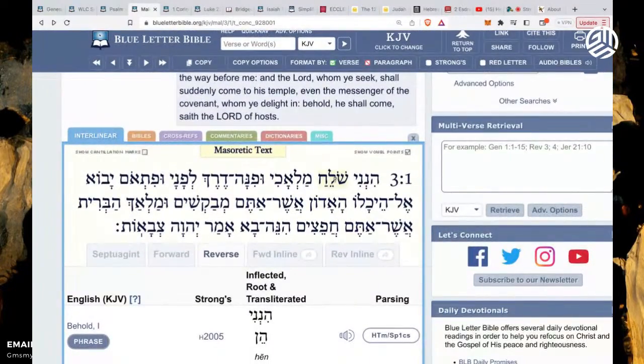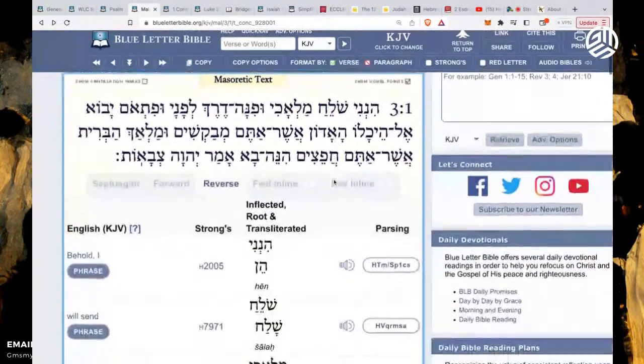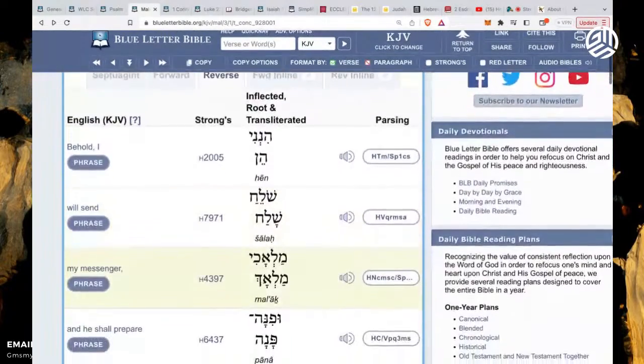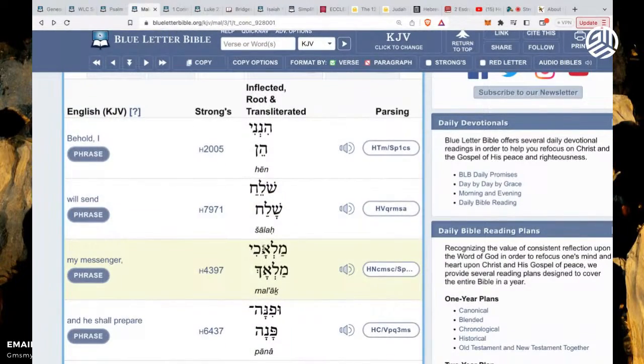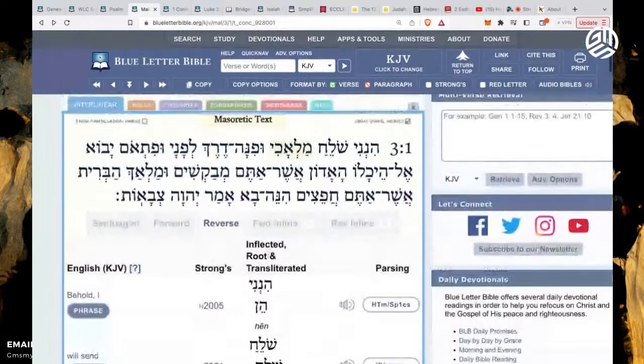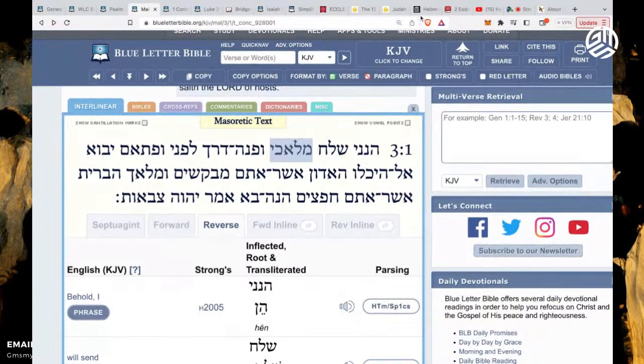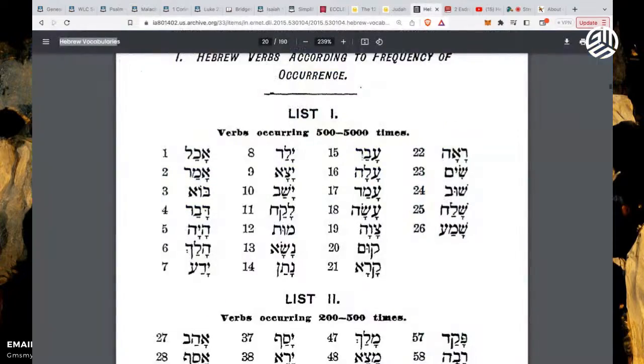Okay, and then Shalach, which is a root word, means to send. Okay, that's the basic word. Okay, now you get to another word here, malaki. Okay, if you look at the, let me take these vowel points off. If you look at the text, malaki. Okay, now the root word, if you go here, this is a good example.